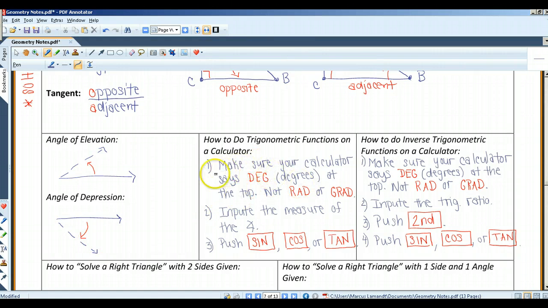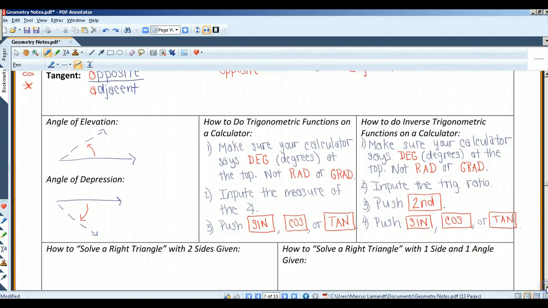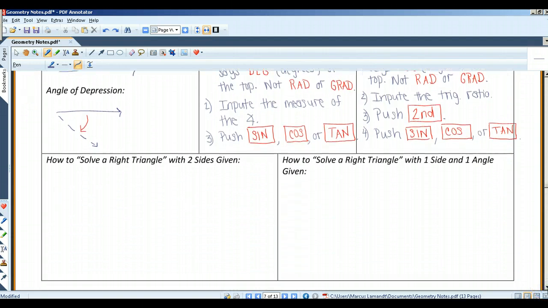Alright, these 2 lists over here, we're actually going to be doing both of these things in class. Go ahead and just write this down so you don't have to take time to do it in class. But I'm actually going to walk you through these steps with the calculators in class, okay? So just copy it down for now, and we'll go over it in class.